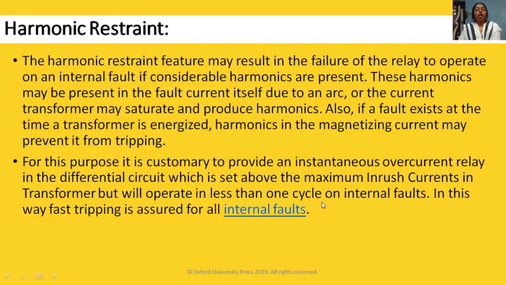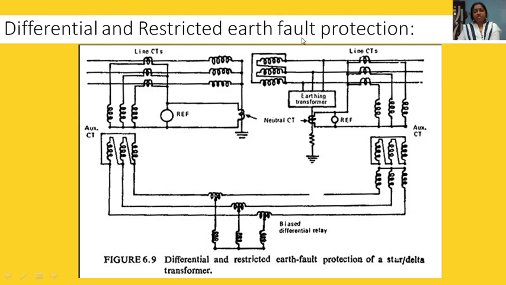Now, as I told you, how differential and restricted earth fault protection are combined, you can see here. This is the bias differential relay. This is your star delta transformer. We are using an earthing transformer. This is the restricted earth fault relay. This is the auxiliary CT. This is star connected, this is delta connected. So we are using star connected CT, as we are using an earthing transformer. So this earthing transformer is star delta, and this is delta star.